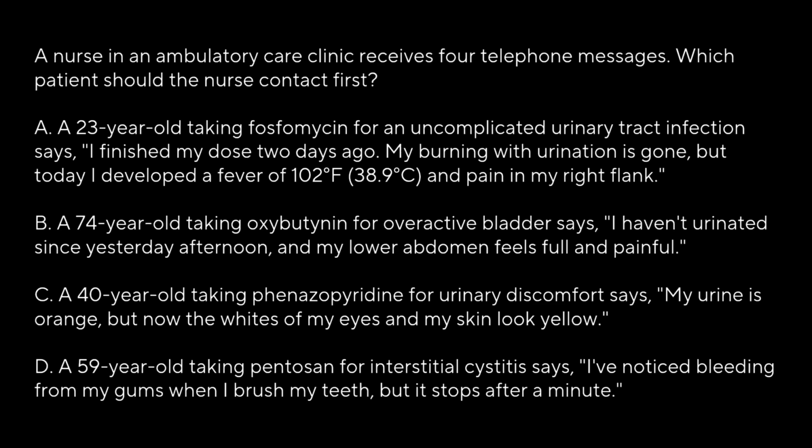B. A 74-year-old taking Oxybutynin for overactive bladder says, "I haven't urinated since yesterday afternoon, and my lower abdomen feels full and painful." C. A 40-year-old taking Phenazopyridine for urinary discomfort says, "My urine is orange, but now the whites of my eyes and my skin look yellow." D. A 59-year-old taking Pentosan for interstitial cystitis says, "I've noticed bleeding from my gums when I brush my teeth, but it stops after a minute." Pause and think for a few moments.